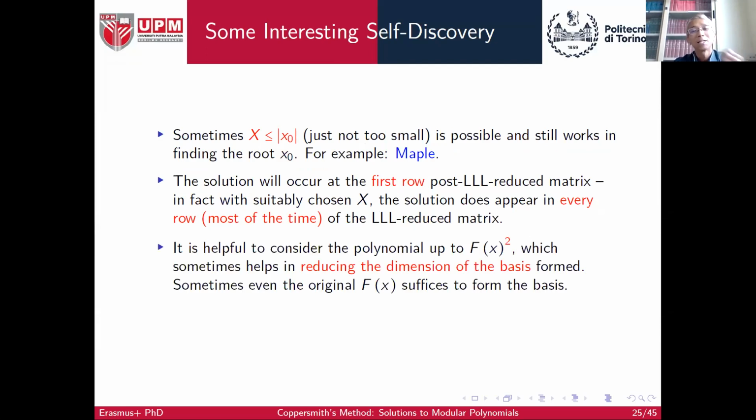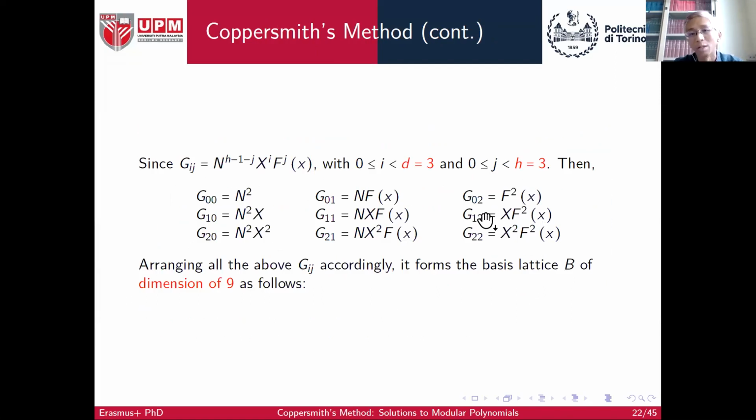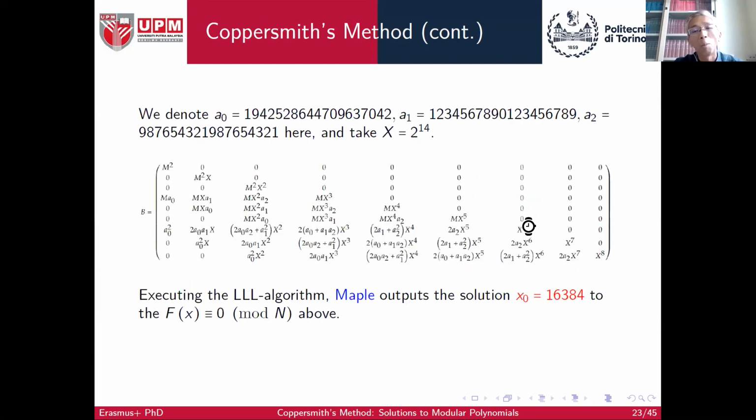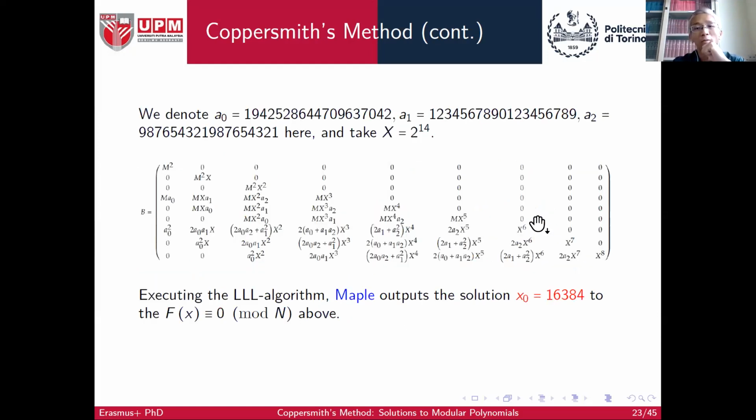And the last one is that sometimes, in order for us to save time in considering how large the dimension of the basis that we should form, it is helpful to consider the polynomial up to f squared. So this is what is captured in this example 2, where I try to eliminate the last 2 rows and columns, which means if I exclude these 2 functions, I can still obtain the root. So in this case, I only consider up to f squared in my construction of G(x).